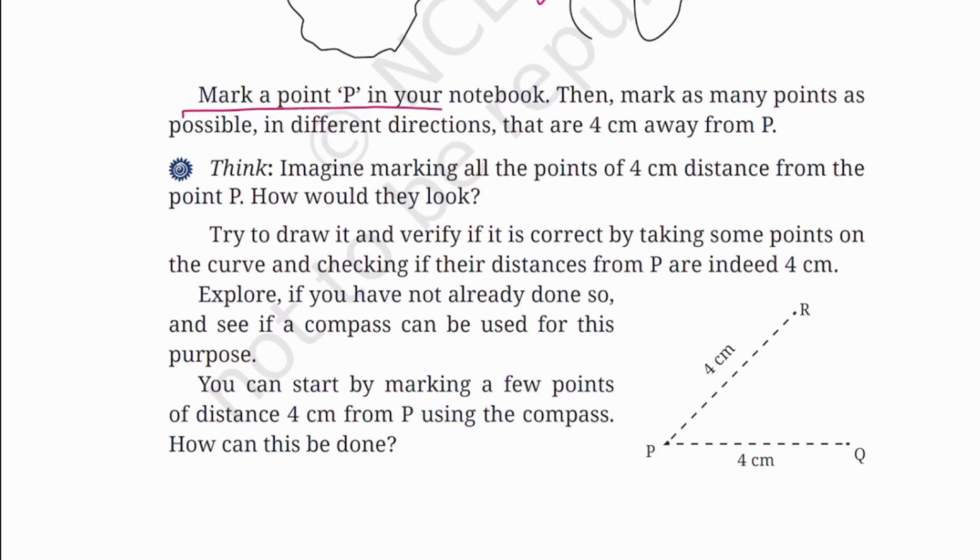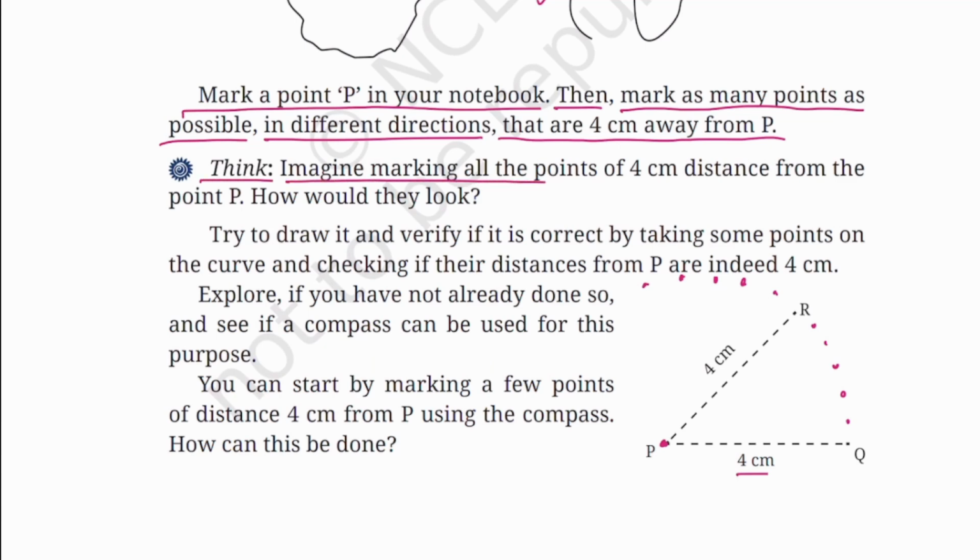Mark a point P in your notebook, then mark as many points as possible in different directions that are 4 cm away from P. You have to mark point P and mark other points which are at a distance of 4 cm from P, such as Q and R. Like this.